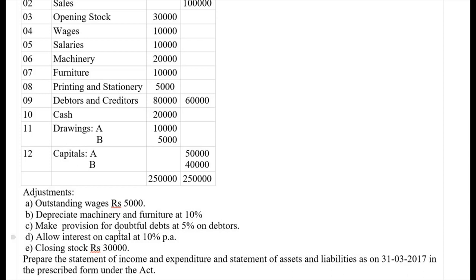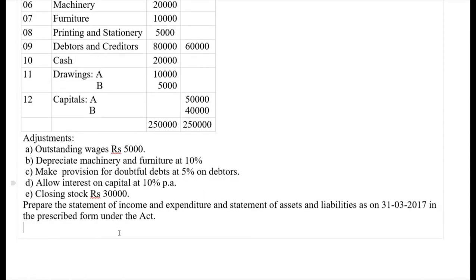Wages and salaries, they should be taken under the personal expenses, and there is an outstanding wage of rupees 5,000 which should be added to the wages. Machinery and furniture, they should appear under the fixed assets in the statement of assets and liabilities. Printing, stationery under administrative. Debtors and creditors under the trade receivables and trade payables in the statement of assets and liabilities. Cash under the cash and cash equivalents in the statement of assets and liabilities. Drawings have to be subtracted from the capital balances. Then capitals, it will appear in the statement of assets and liabilities.